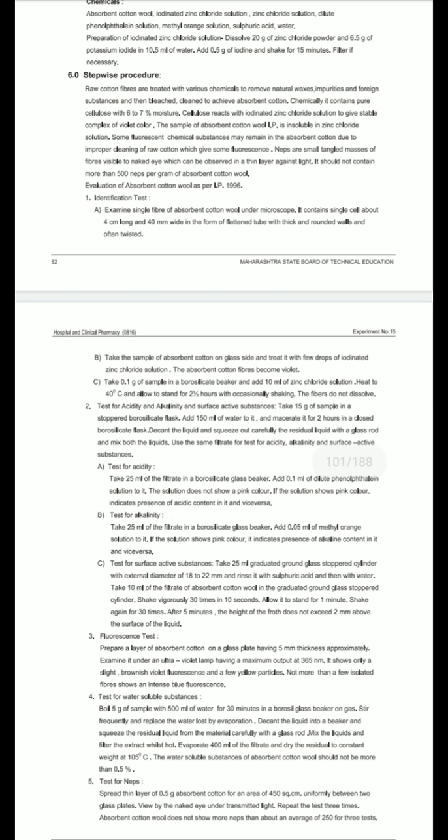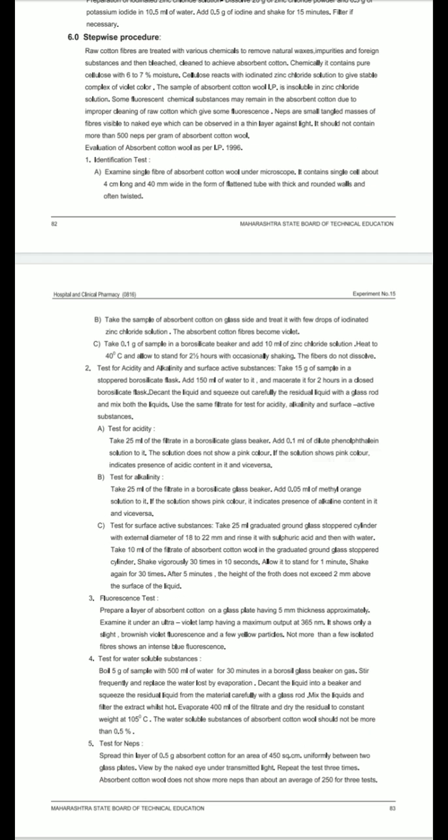B: Take a sample of absorbent cotton wool on a glass slide and treat it with a few drops of iodinated zinc chloride solution. The absorbent cotton fiber becomes violet. C: Take 0.1 gram of the sample in a borosilicate beaker and add 10 ml of zinc chloride solution. Heat to 40 degrees Celsius and allow to stand for 2.5 hours with occasional shaking. The fibers do not dissolve. Then second, test for acidity and alkalinity and surface active substances.